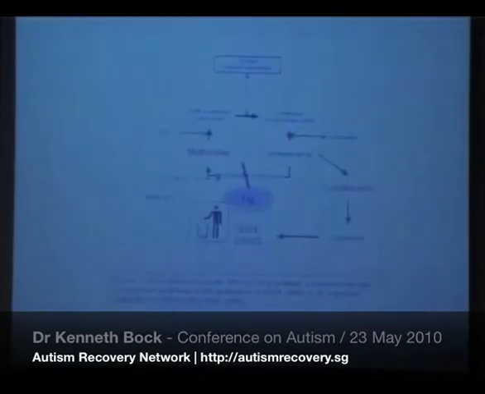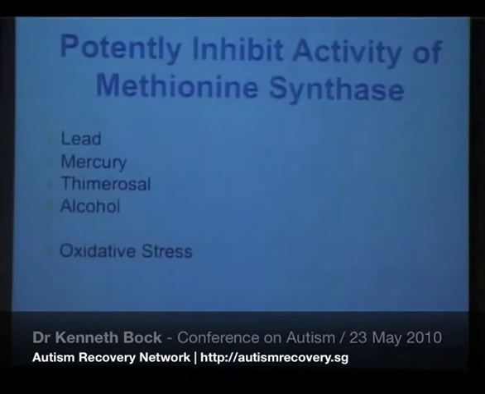And this is in graphic form. Mercury is a profound inhibitor of this methionine synthase enzyme. And therefore, it ultimately affects glutathione because this whole cycle is important for glutathione. And what else potently inhibits this enzyme? In addition to oxidative stress: lead, mercury, alcohol, and thimerosal, that preservative that was in the vaccines and also is in some types of products.